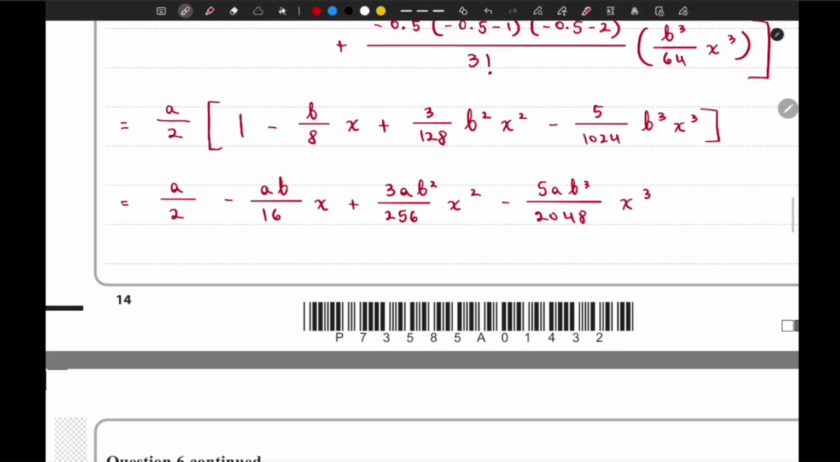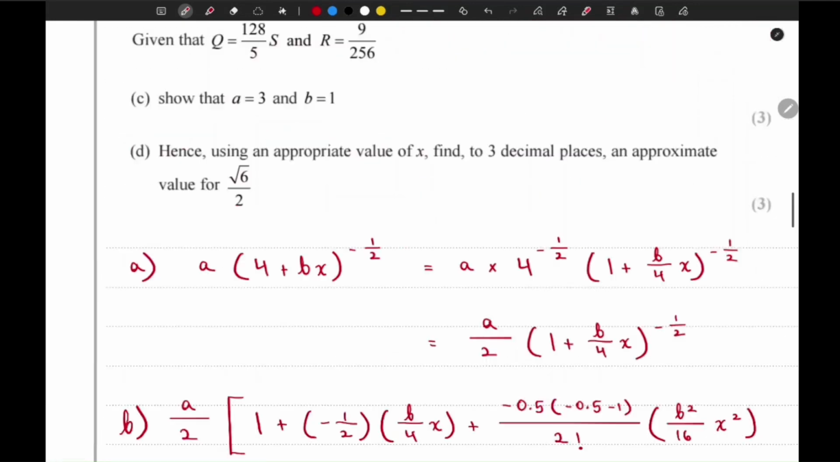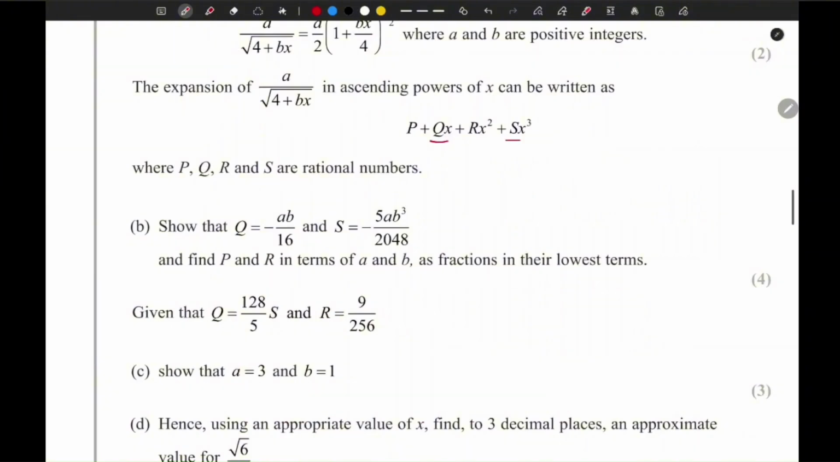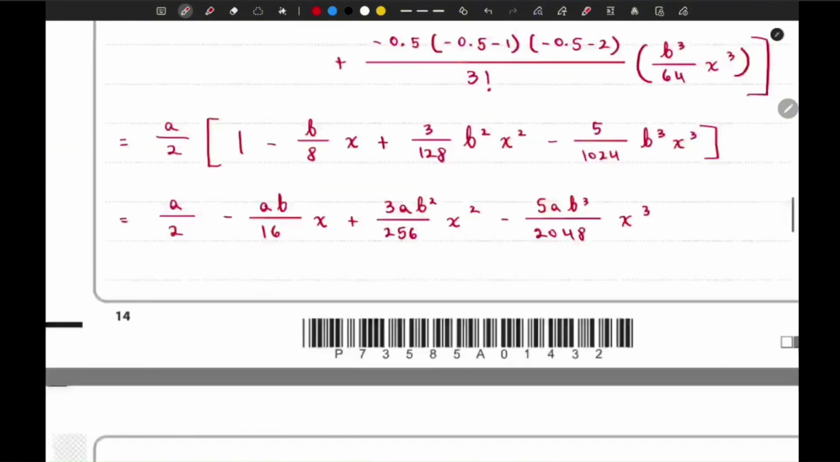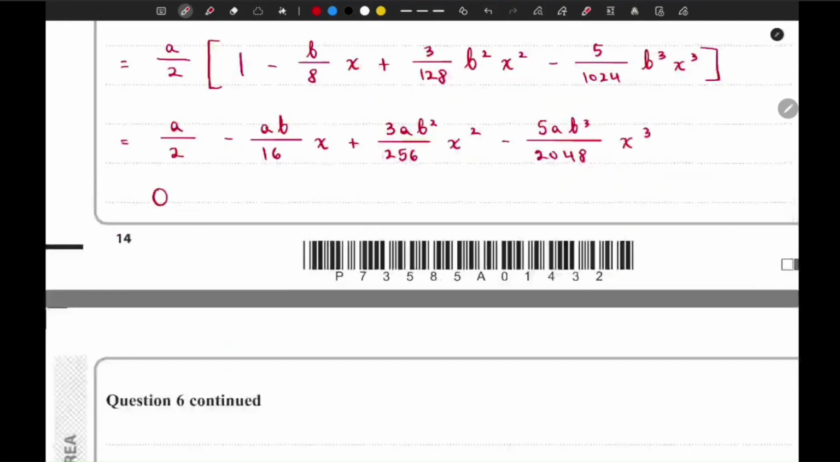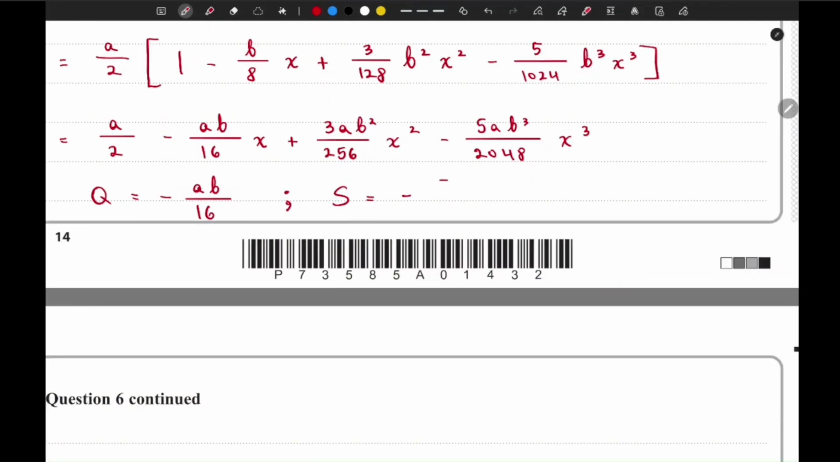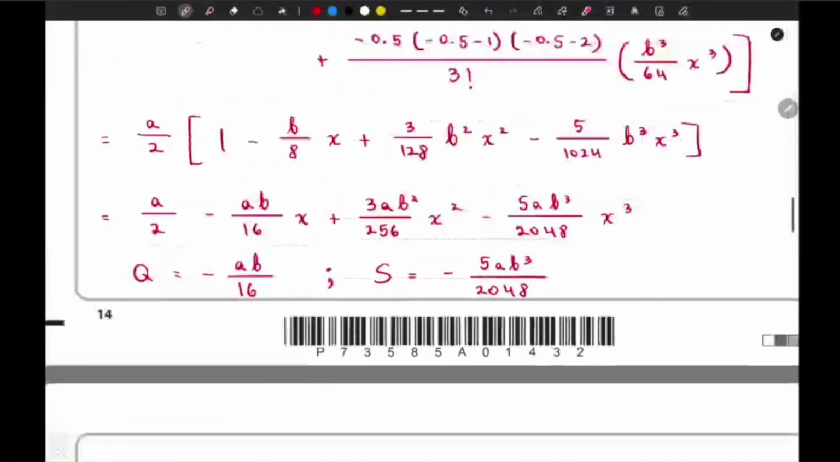Now we have to write down the value of q and the value of s. So we know that the value of q is basically the coefficient of x. So we can say that q is equal to negative ab divided by 16. And the value of s is the coefficient of x cubed. That is minus 5ab cubed divided by 2048. So that is the answer to part B.